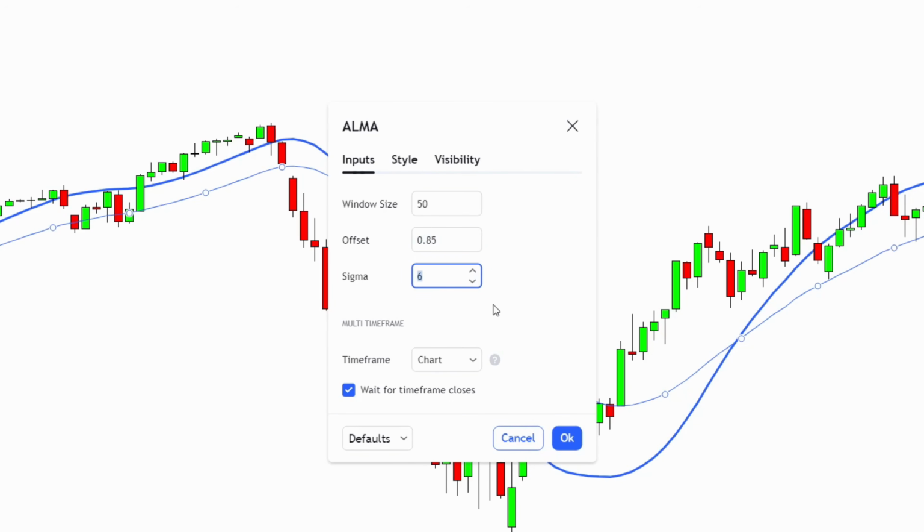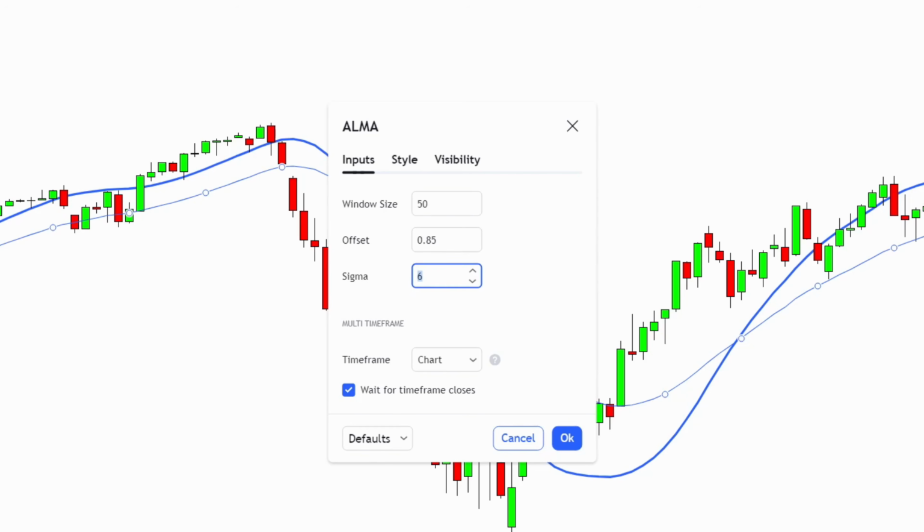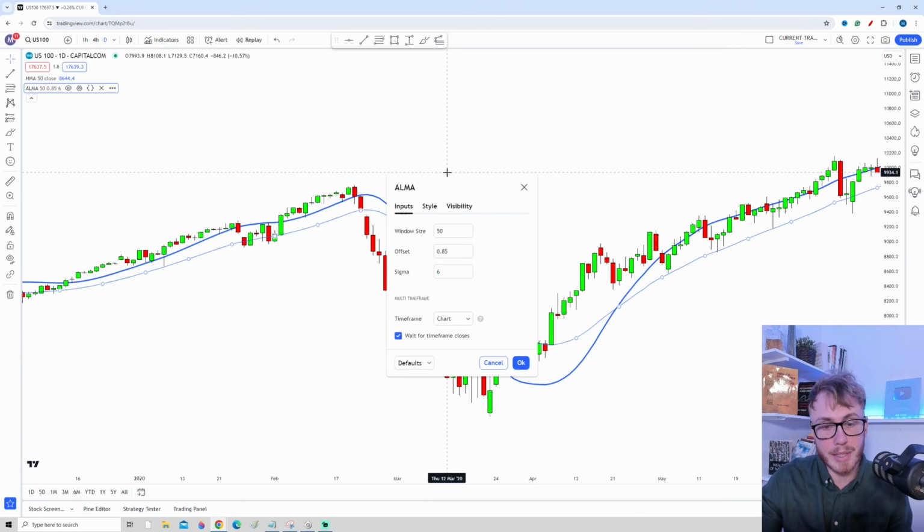But as you can see, we also have a setting called offset and a setting called sigma. The reason for this is that ALMA uses a different type of calculation called Gaussian distribution. You definitely don't have to learn Gaussian distribution, but it is quite important to know that it uses a different method. Changing the offset and the sigma values will affect both the smoothness and responsiveness in slightly different ways. But for this video, to keep it simple, let's keep the offset at 0.85 and the sigma at 6. The standard settings are there for a reason and they are pretty solid.